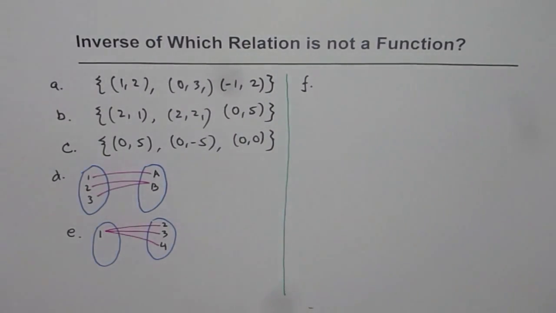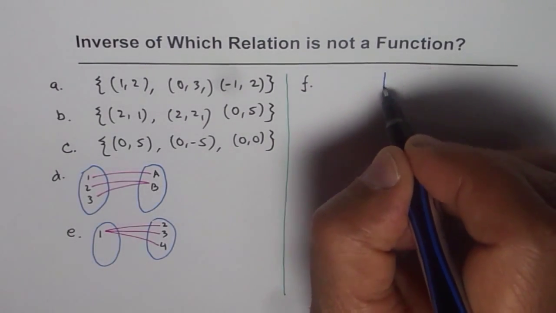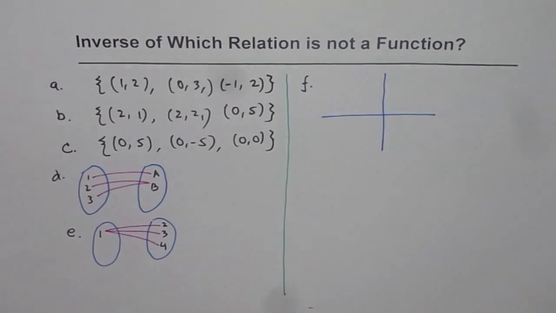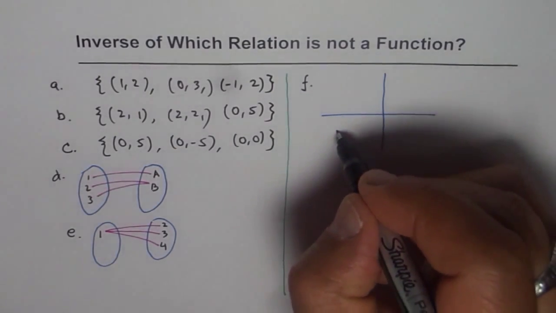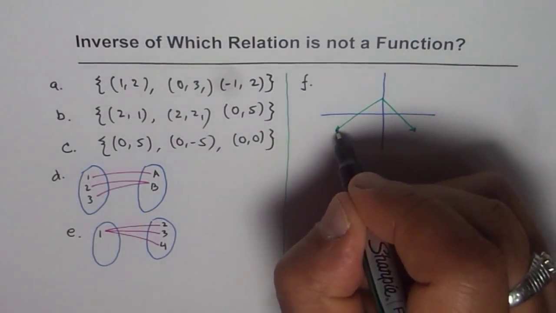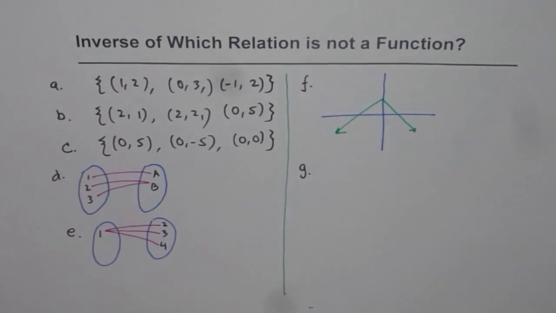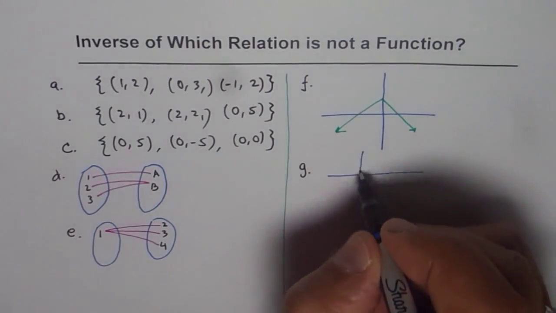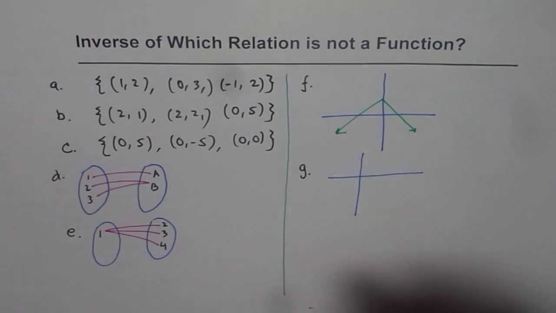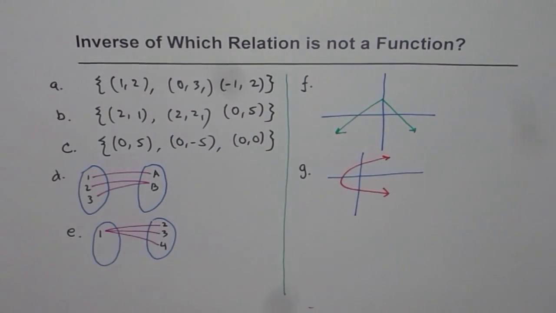This time, let me give you a few graphs. So let me sketch a graph here, and this one, f, is like the absolute value function. So that is the function. You have to see whether the inverse is a function or not. G. Let's have another graph here, and this is kind of a parabola which is in a different direction. Okay, H.